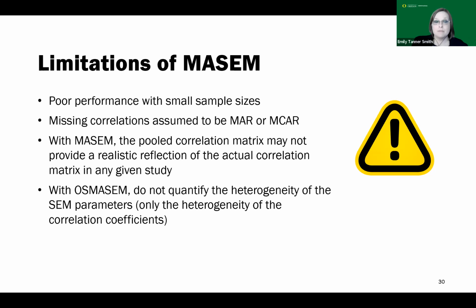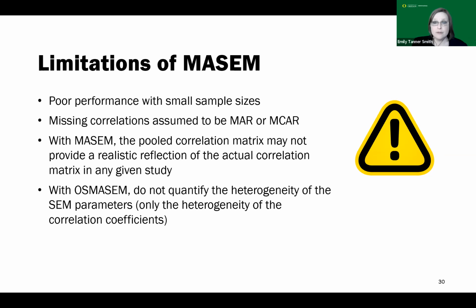And so that often might be a reasonable assumption in some contexts, but if the missing data are missing not at random, then the methods will yield biased estimates. So just as with any method, it's important for us to think carefully about the mechanisms of missingness before we just use these approaches without thinking about it. Another important consideration, I don't know if it's a limitation, but just something to keep in mind, is that in these methods, the pooled correlation matrix on which you are applying this SEM model may not actually provide a realistic reflection of the actual correlation matrix in any given study in the literature. So again, this is something to think about carefully, particularly at the protocol development stage.